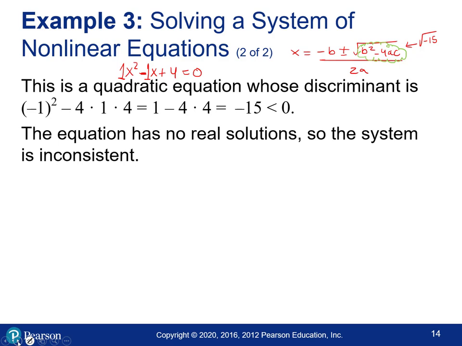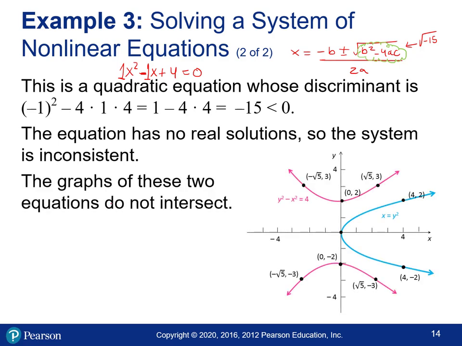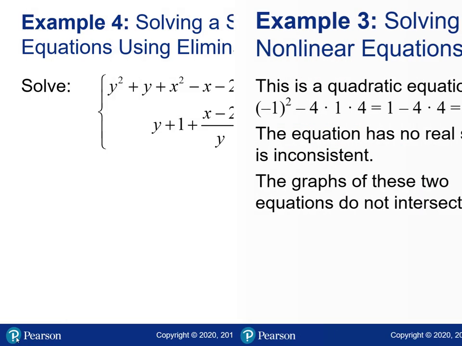So this system has no real solutions, and it is inconsistent. So no real solutions to this system. And remember, when there are no solutions, we say that the system is inconsistent. Visually, if you take a look, you can tell why now, because there's no intersecting points on these graphs. The parabola was our second equation, the hyperbola was the first equation, and the two never actually intersect.